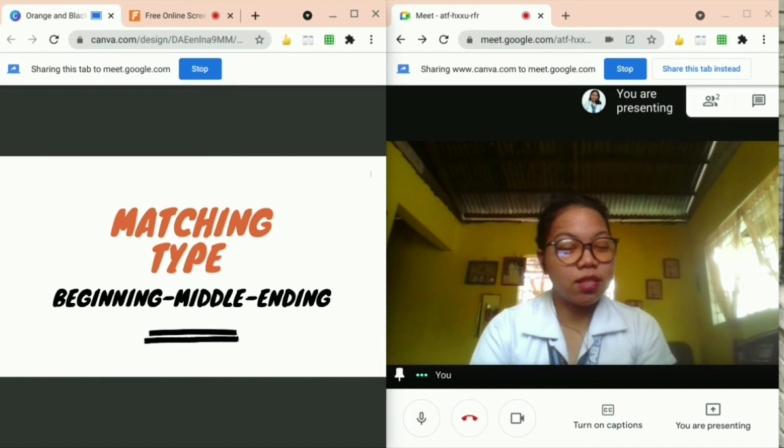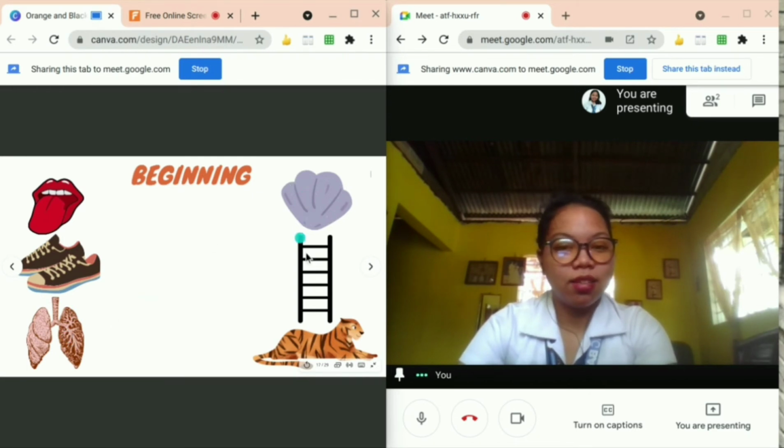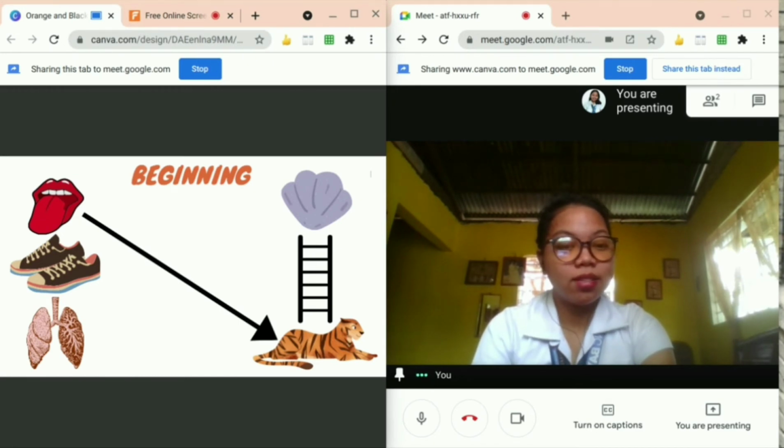The purpose of this is for the students to identify where a sound appears in a word. Is it in the beginning, middle, or ending? So here, match those on the left to the right based on the same beginning sound. The pictures are tongue, shoes, lungs, shell, ladder, and tiger. Remember that we are matching the beginning sound. To what picture would you match tongue? Correct. Tongue goes with tiger. They both have the beginning sound t.